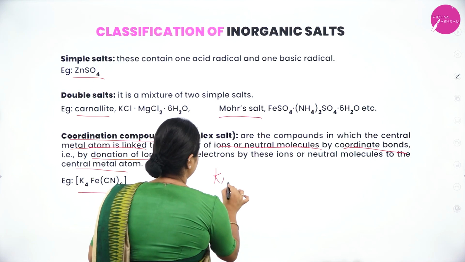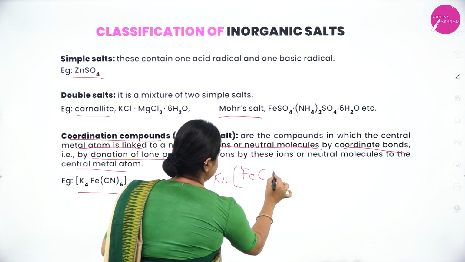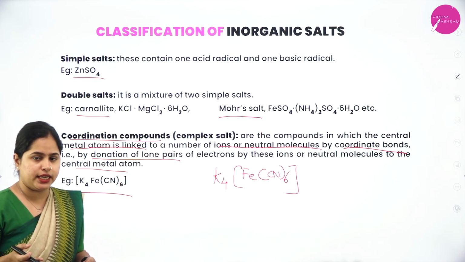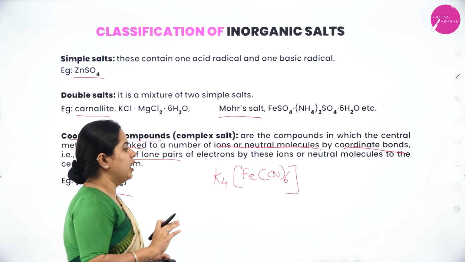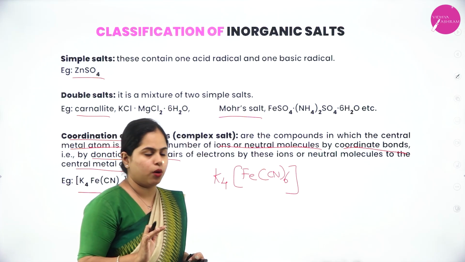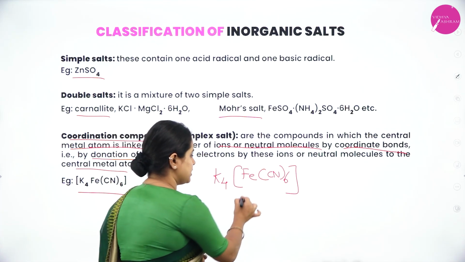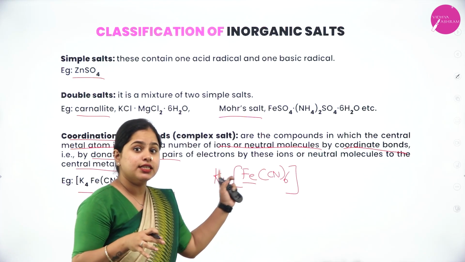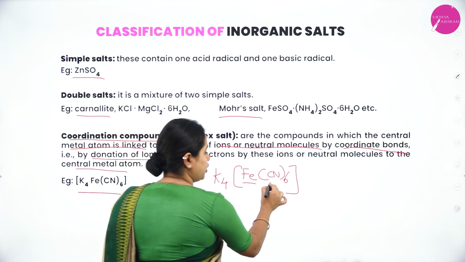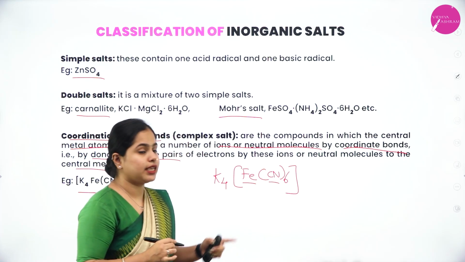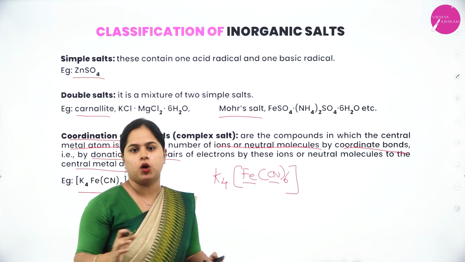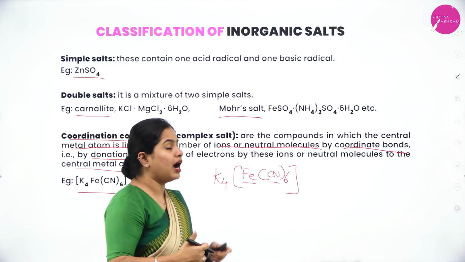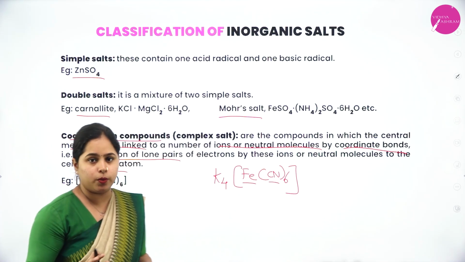K4[Fe(CN)6]. How to name this compound, the IUPAC nomenclature of coordination compounds, we are going to study in detail in the upcoming sessions. As of now, you can see there is a central metal atom, which is iron. Surrounding it, as I told you, there will be ions. Here CN minus ions are surrounding it. Hence CN minus will be donating electrons and iron will be accepting the electrons. So I hope it is clear.